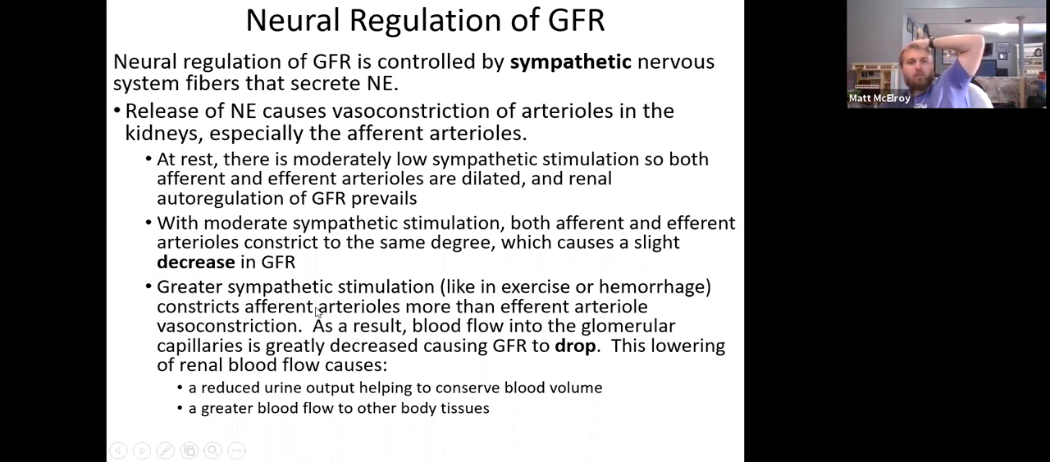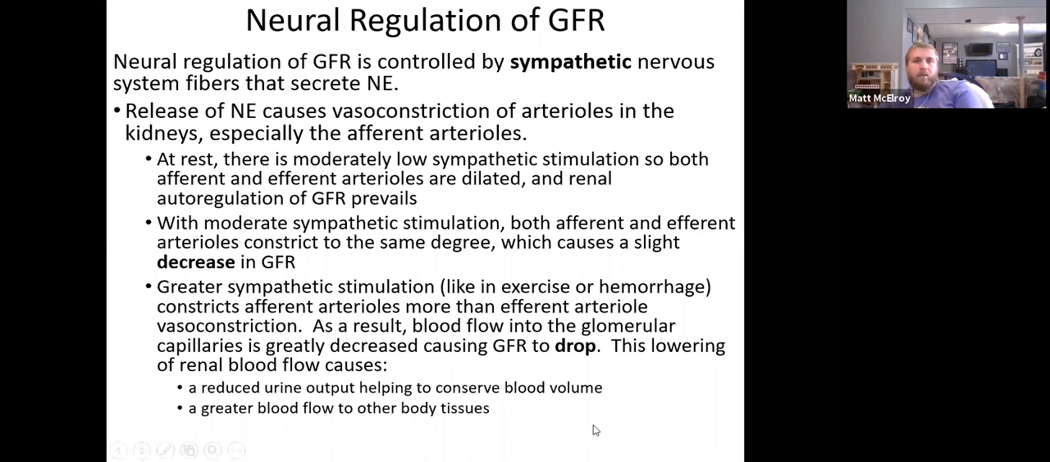And remember, the afferent arteriole brings blood into the corpuscle, efferent leaves or allows the blood to leave it. As a result, blood flow into the glomerular capillaries is greatly decreased, causing GFR to drop. Okay. Now, this is important because two things. We're allowing blood to go where it needs to go, our skeletal muscles, our cardiac muscle, but we're also not pulling stuff out of the blood like the water, which, as we said, we pull out a lot every minute.